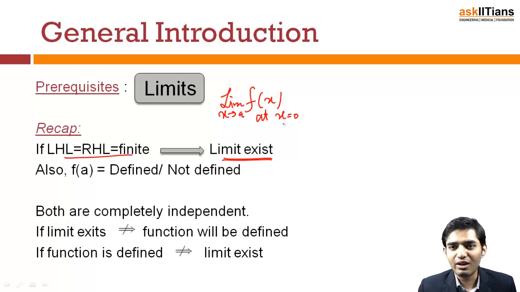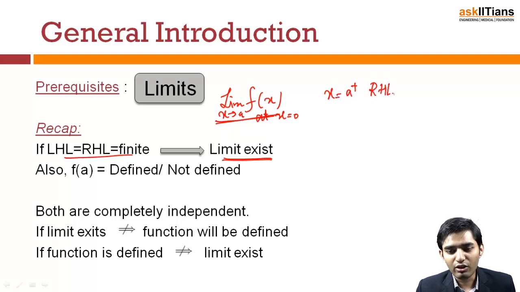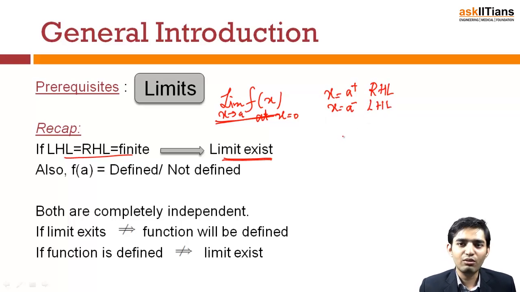As x tends to a, I will talk about the limit of this function at x equal to a plus, which will be called the right hand limit, and also the limit of this function at x equal to a minus, which will be called the left hand limit. If this LHL is equal to RHL is equal to a finite quantity, then we will say that the limit of this function exists. So this is what we have studied in this chapter, limit.